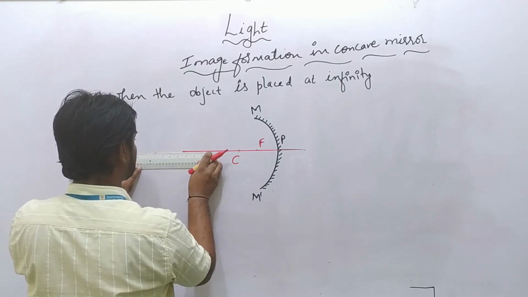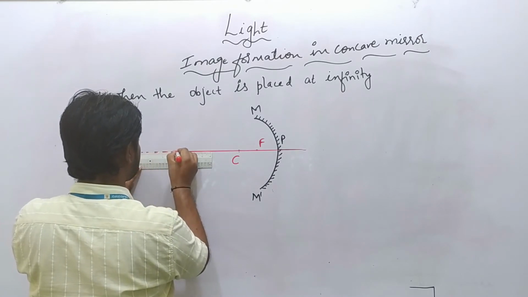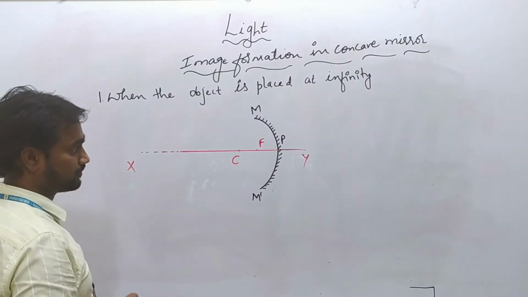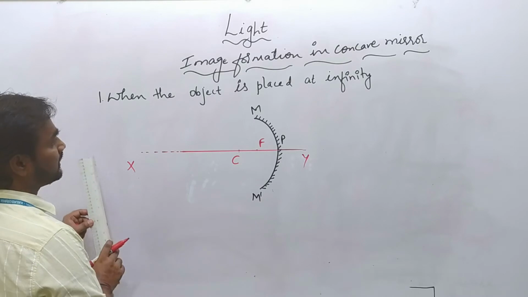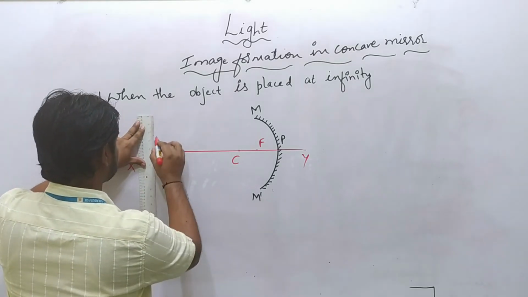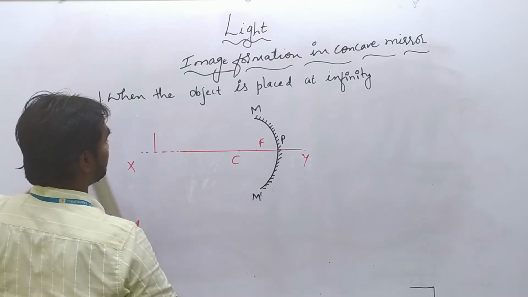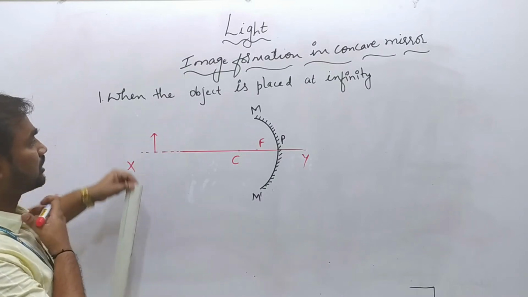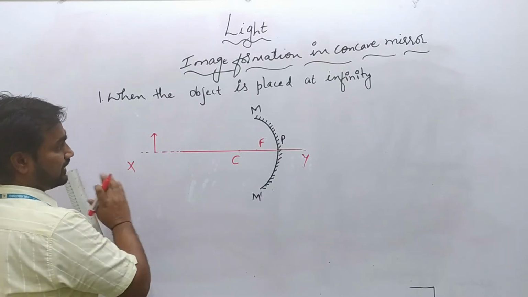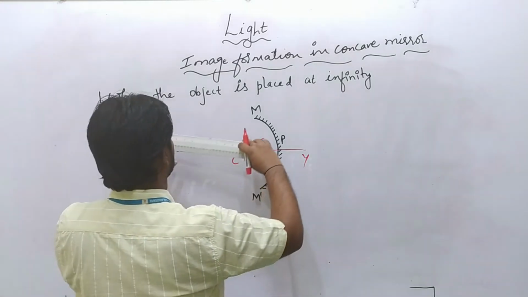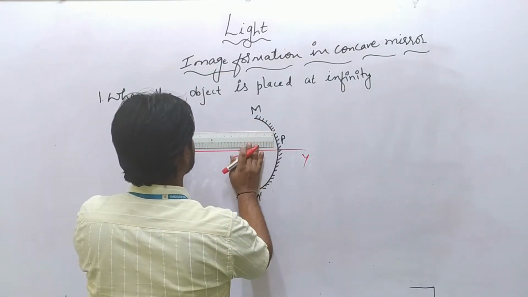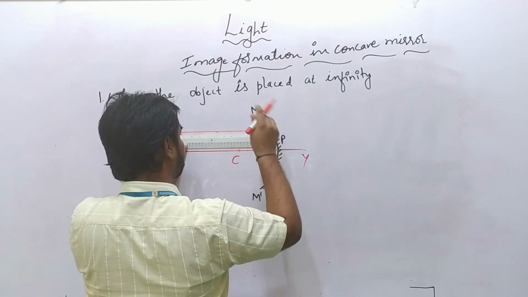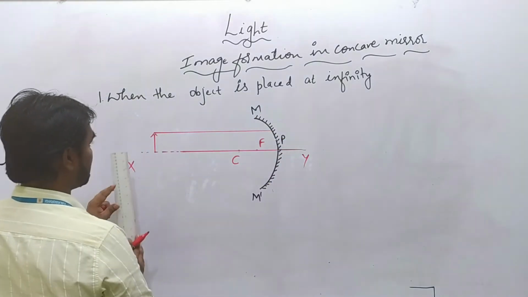Now I am going to draw the dotted line that shows that the object is at infinity. So this is Y, and let me call the other one X. Now I draw an object here. From infinity, the rays are coming parallel. The incident rays are parallel to the principal axis.